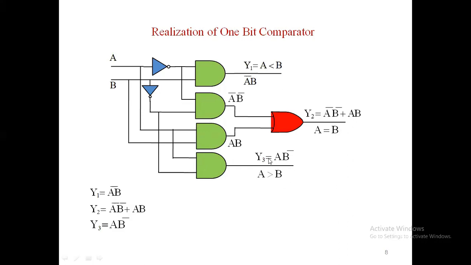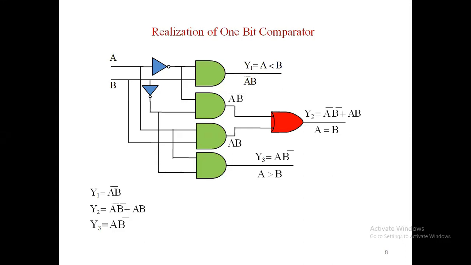So assume that the a value is 2 and the b value is 3. But here it is only a 1 bit comparator only. We have to pass those values. So a value 1, b value 0. So 1 is greater than 0. Is the condition true or false? 1 is greater than 0.